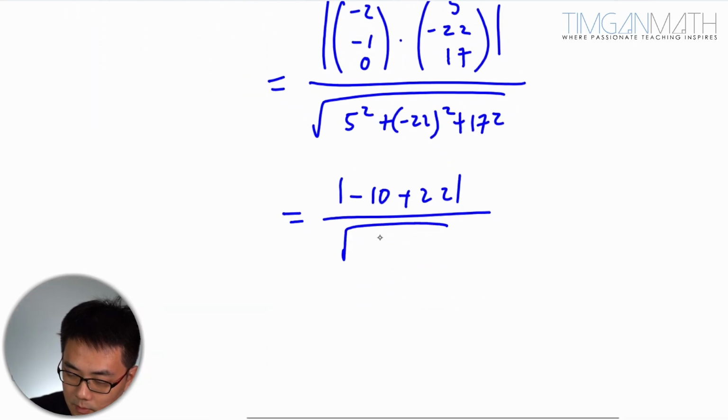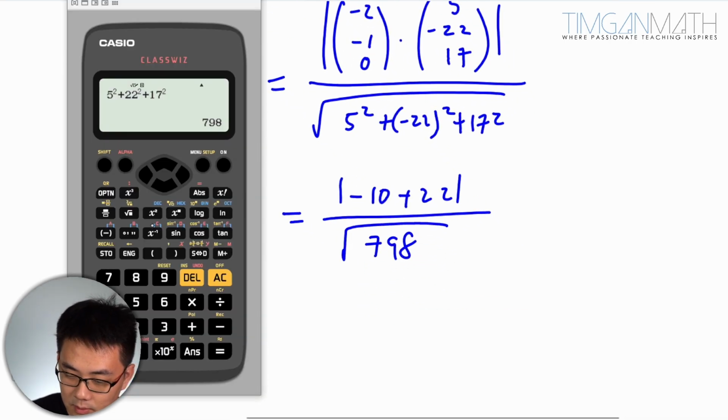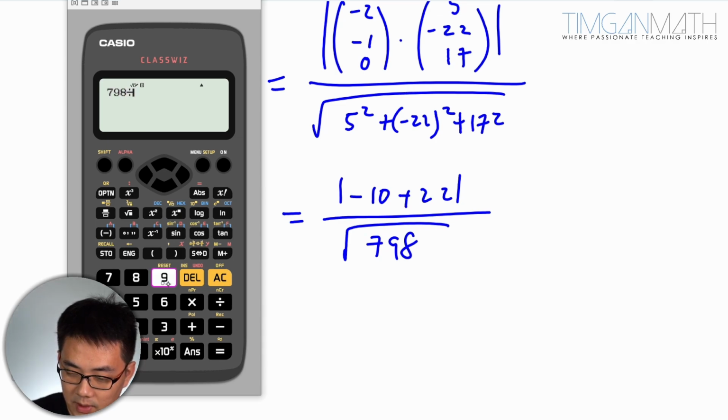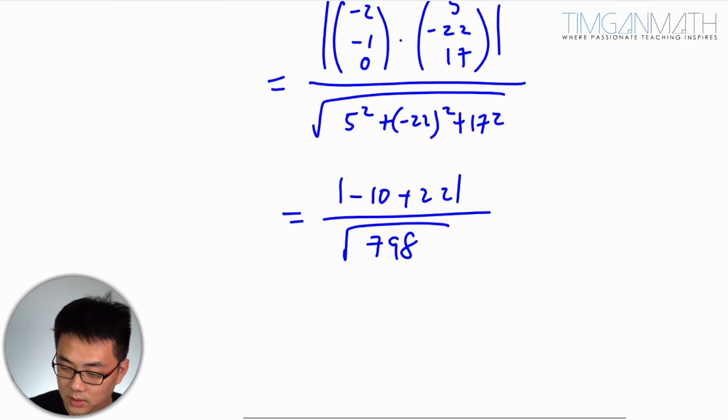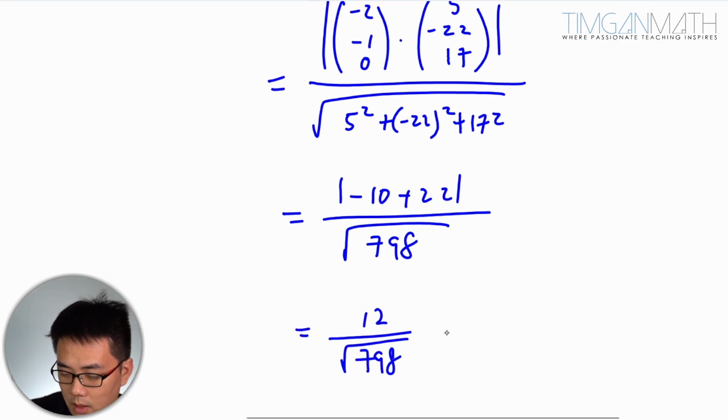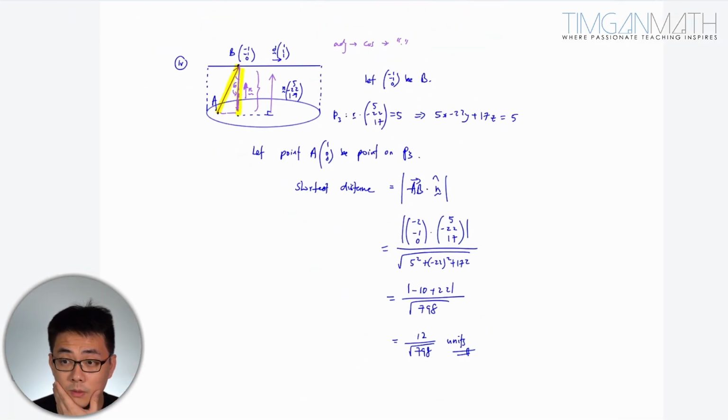That's 798, square root 798. So this will be 12 over square root 798 units. Okay, so that's how you do part 4.